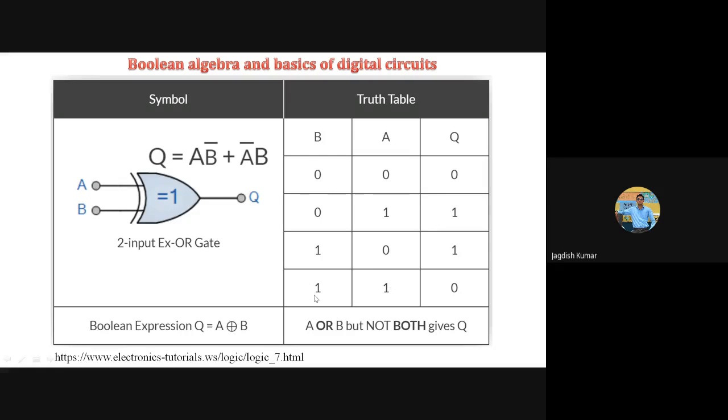What about this one then? Now try to see. B is 1, A is also 1. So what is B bar? B bar is 0. So 1 and B bar, which is 0, will be 0. Or A bar, which is again 0, and B, which is 1. So 0 or 0 will be 0. So that's the expression which can describe this exclusive OR gate.